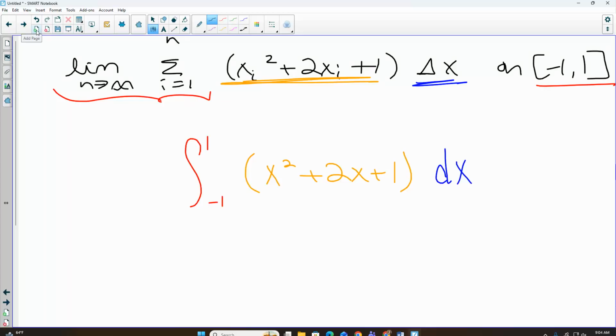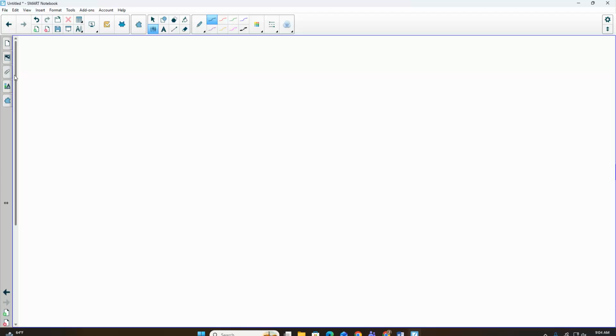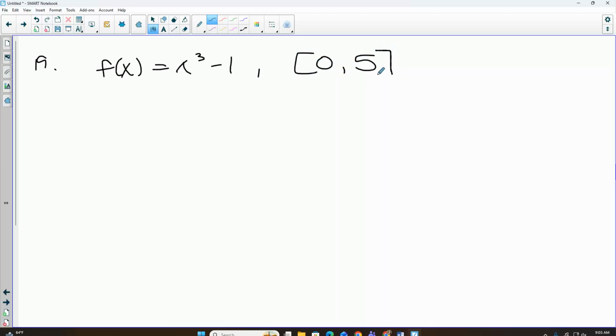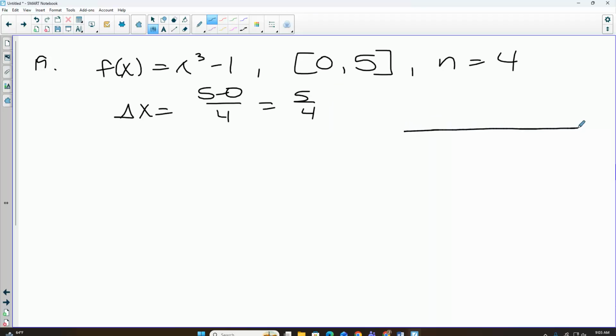Number 19. My function, x cubed minus 1, my interval 0 to 5, and n equals 4. So change in x, 5 minus 0 over 4 is 5/4, or you can do 1.25 if you prefer. If you think about this, I'm starting at 0. So the first one would end at 5/4.